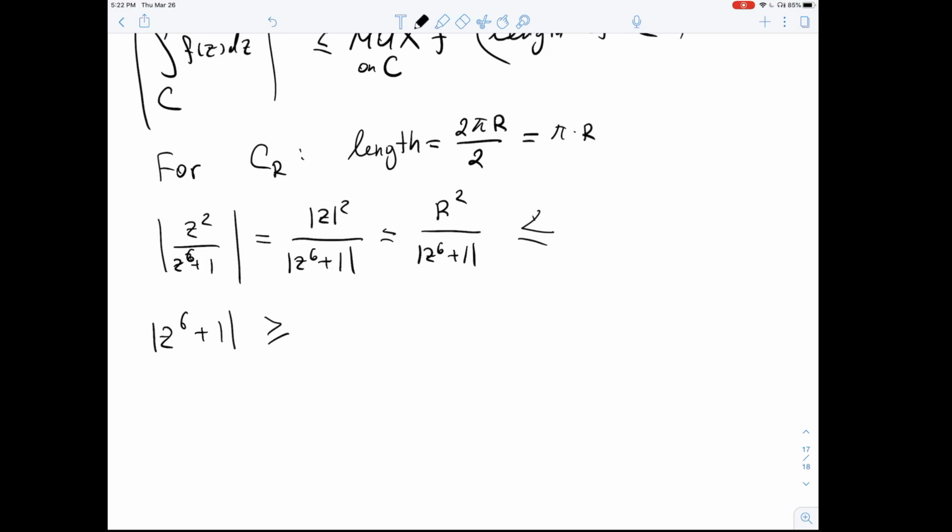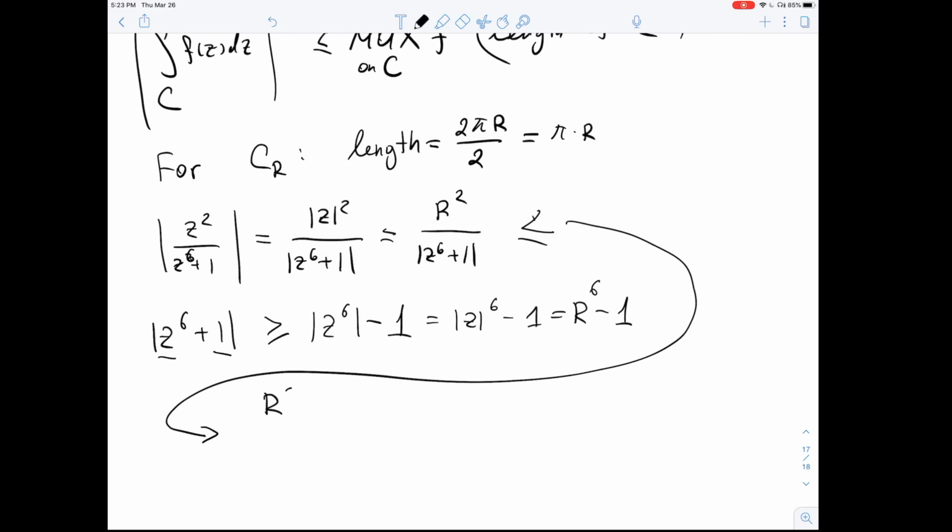I want f to be smaller than something. So for the fraction to be smaller than something, I need the denominator to be bigger than something. So how do I estimate that the absolute value of something is bigger? Well, I need to write the difference of this and this, or the other way around. But because z is huge, I'll write it this way. And z to the sixth absolute value is the same as absolute value of z to the sixth, and this is r to the sixth minus 1.